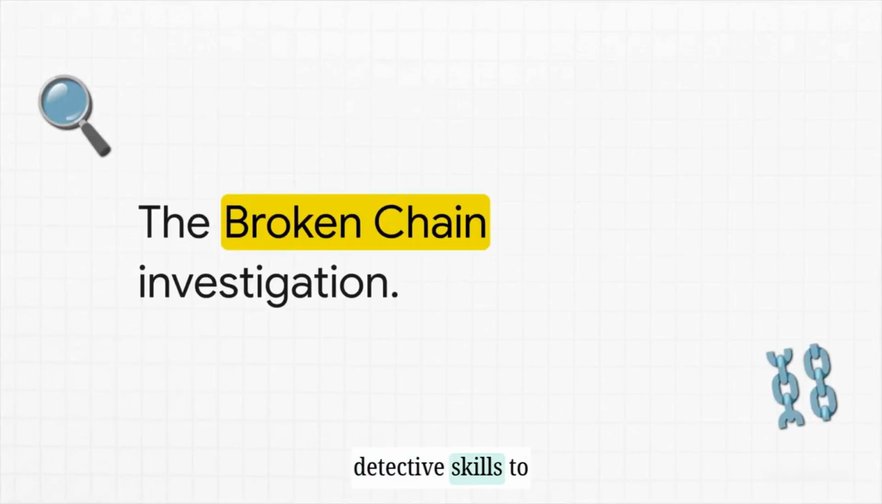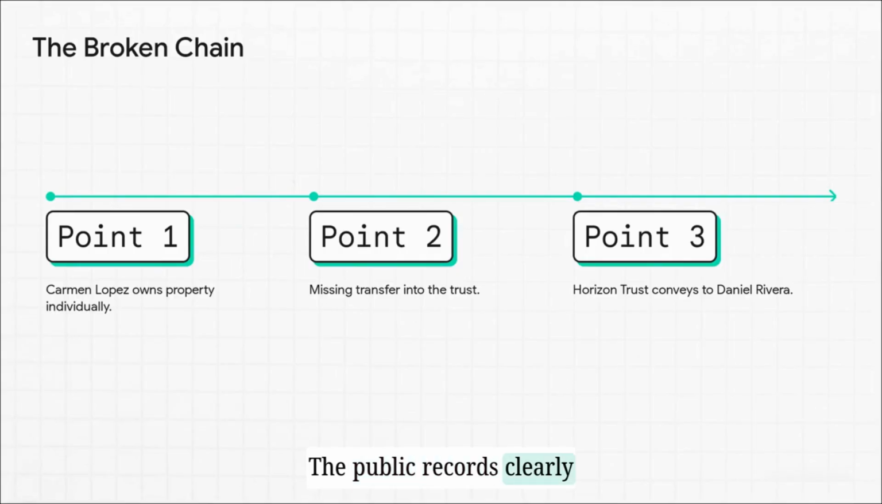Let's put those new detective skills to the test with investigation case number 1, the broken chain. Imagine you're reviewing a file, and a mysterious trust just appears out of thin air. Check out this timeline. The public records clearly show that Carmen Lopez owned the property individually. Okay, makes sense. But then, the very next recorded document is a deed from the Horizon Trust conveying the property to Daniel Rivera. Wait, what? Look at that glaring missing link right in the middle. There is absolutely zero record of a deed moving the property from Carmen Lopez into the Horizon Trust. The chain is completely broken.